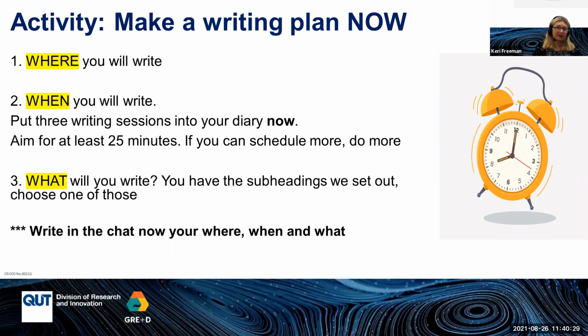So maybe go back to your subheadings or those questions that we had a little bit earlier and choose one of those. Maybe you can flesh out your research problem, maybe some of the background. Maybe you like to start thinking about writing about what you're going to do for your research methods. Whatever it is, that's fine. But if you can set up a writing plan where you know your where, your when, and your what, it's going to mean as soon as you sit down at that dedicated time, you can go for it and just write and write.